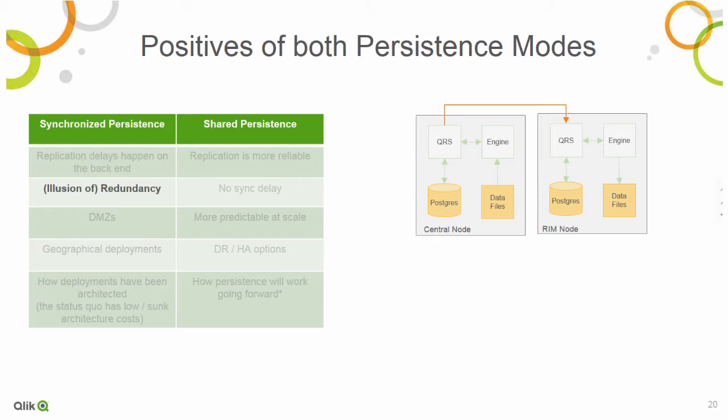I put this as a positive based on conversations I've had with customers, but there's an illusion of redundancy. There's an illusion that we have the Postgres database on both nodes and apps on both nodes, so if the central goes down, we have duplicate copies. And in reality, if your site loses your central node under synchronized persistence, you're going to have problems. It may not be immediate, but you're going to have significant issues. There are some weird things like extensions that run through the central node. Licensing goes to the central node. There are a couple of edge cases.